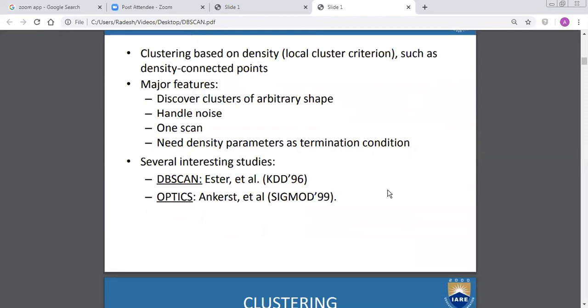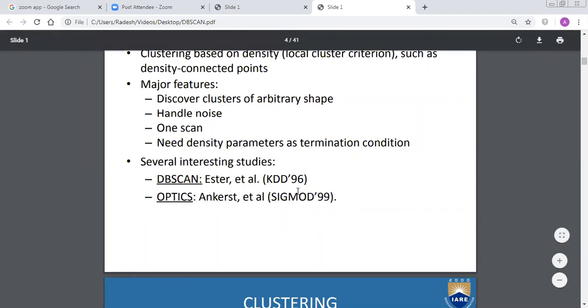So clustering based on density is a local cluster criterion. Specifically, the meaning of density is, in a given particular area, what is the number of objects that can be available, or the number of clusters that can be available in a given space. The density will be calculated in that fashion.